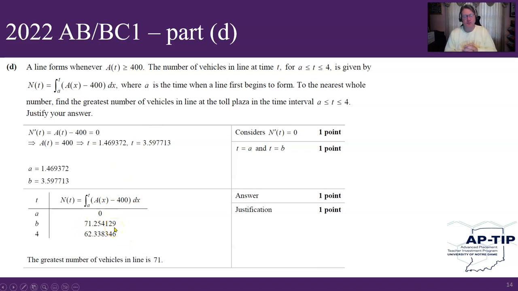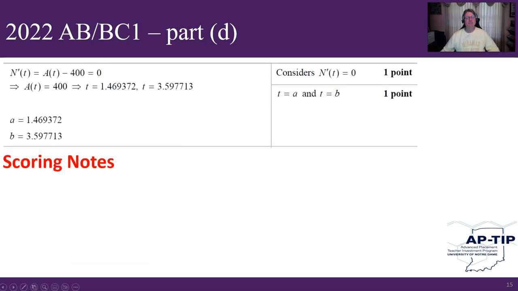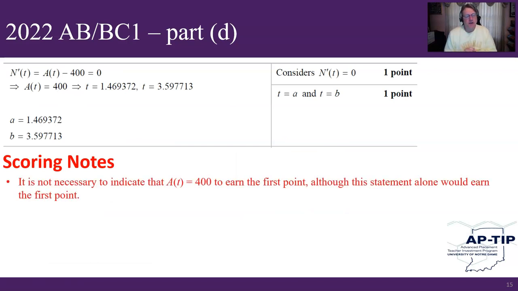Now, this is an instance where we've actually told the students that they can round. Don't worry if students elect not to round, no harm can be done. And so we'll talk about how the student could still earn credit for a non-rounded answer. So that's what the 4 points look like as an exemplary response. Let's go ahead and take a look at some of the scoring notes. First of all, it's not necessary to indicate that A of t is equal to 400 to earn the first point. Although, as I said before, that statement alone is pretty powerful in light of that first point, and therefore the student would earn the first point.